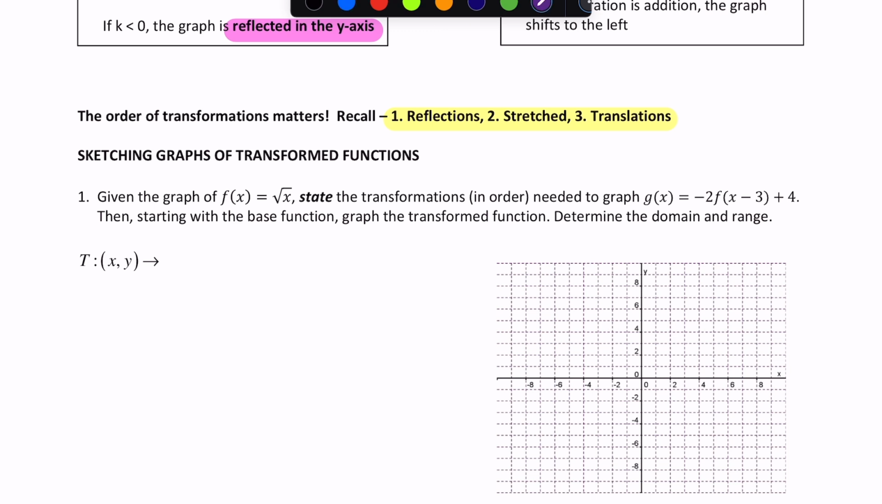The first thing we'll do is list the transformations in the correct order. We see there is a reflection to start, a reflection in the x-axis. Then we see if there are any stretches or compressions, and here it is vertically stretched by a factor of 2.